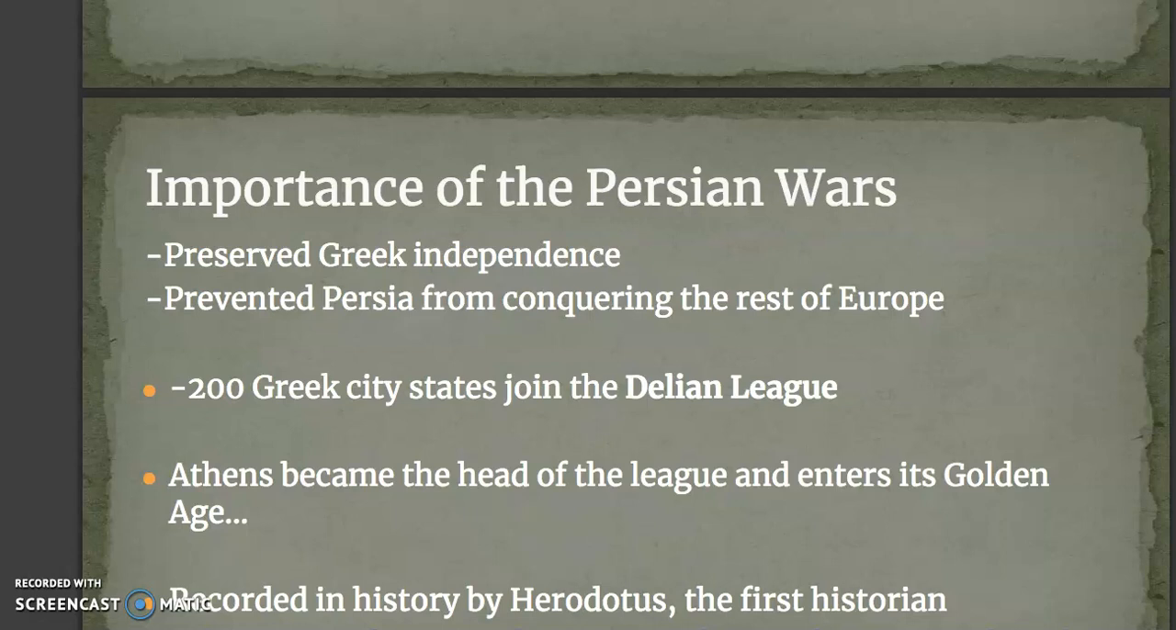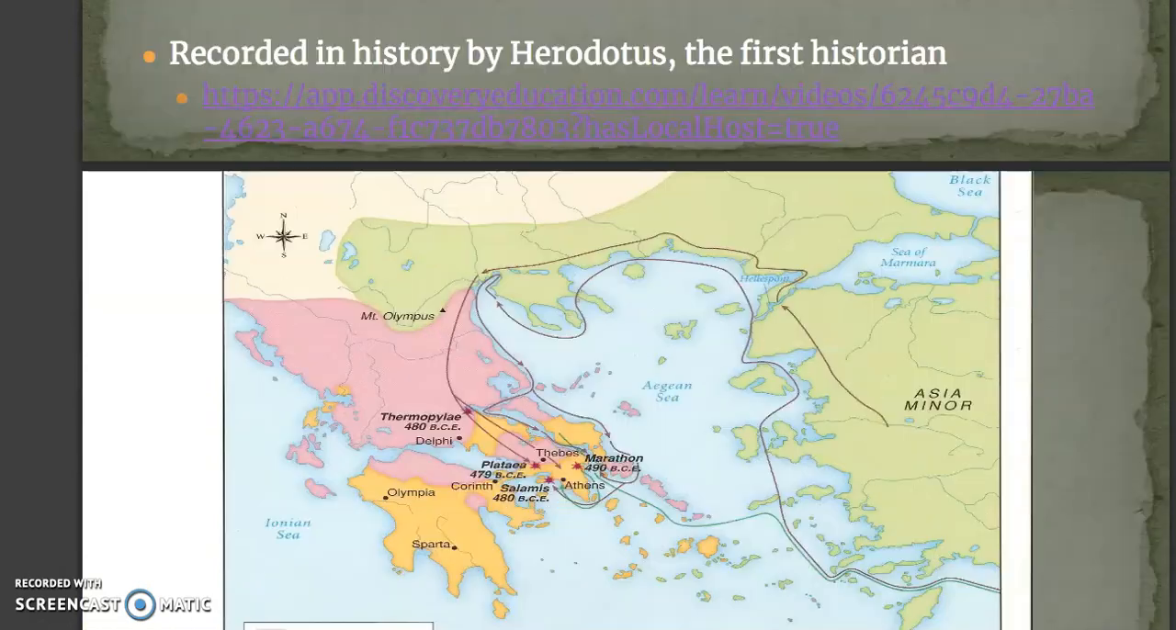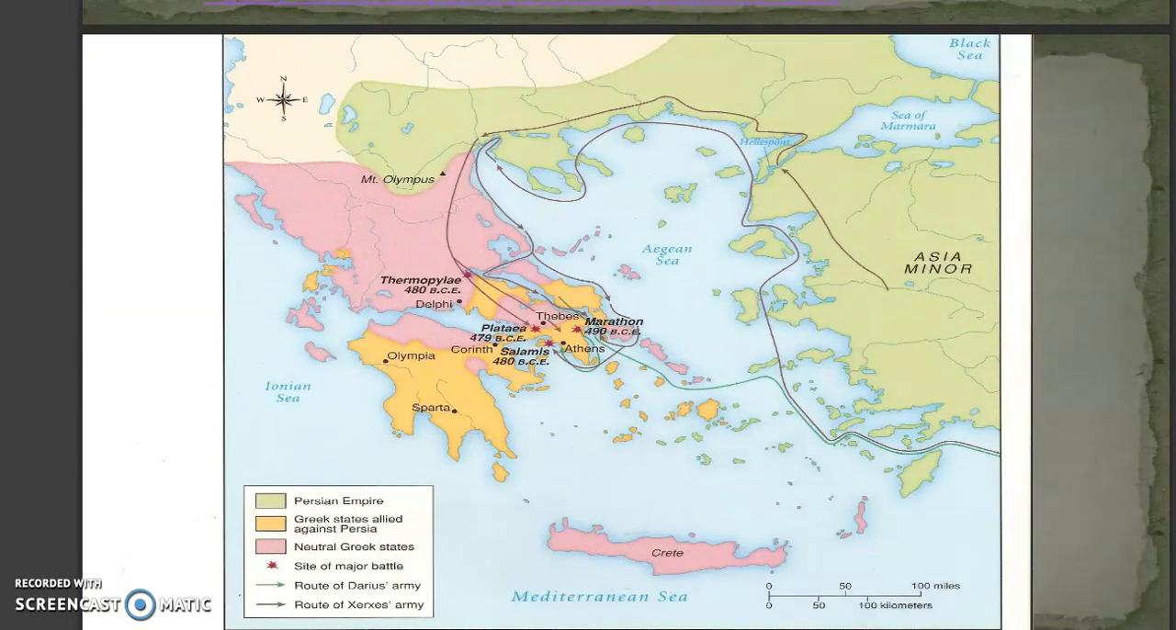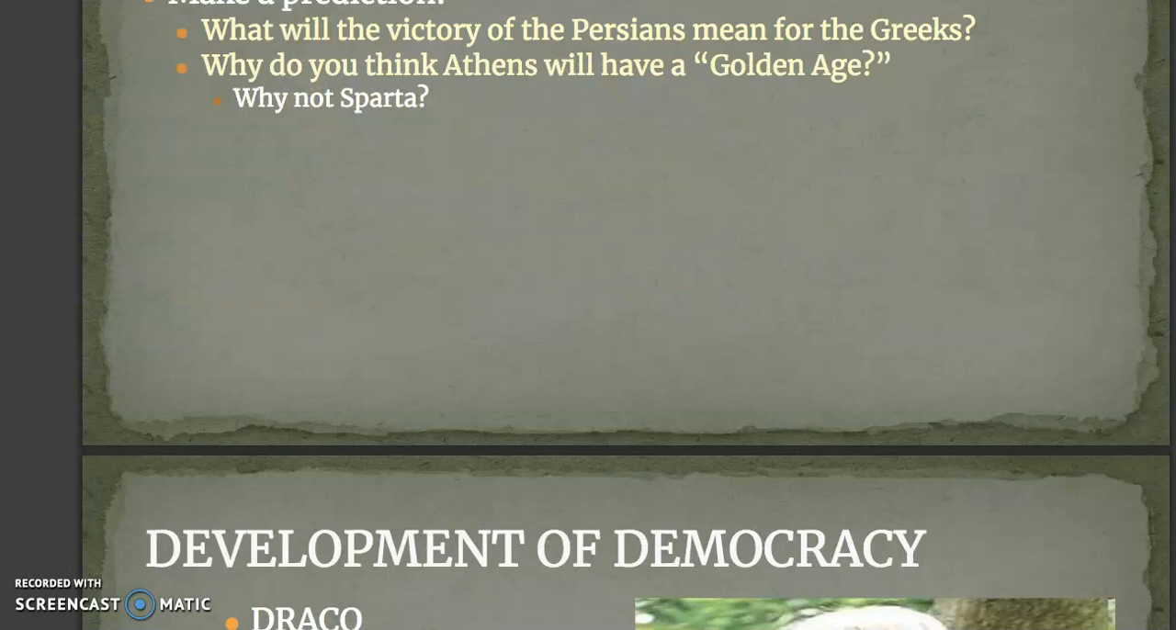One of the impacts of the Persian Wars is that it ultimately leads to this golden age of Athens, or this age of Pericles, as Pericles was the leader during this time period. And Herodotus is an individual in this time period that we look at as a historian who's recording these. And this gives us a map to see where places are regarding these different battles within the Persian Wars.